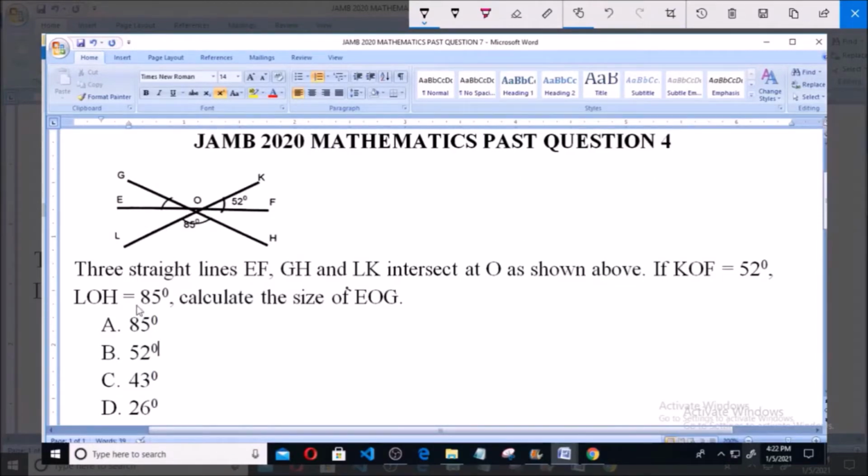Jamb 2020 Mathematics Past Question 4. 3 straight lines EF, GH, LK intersect at point O, like you can see, as shown above. If angle KOF is 52 degrees, as shown, and LOH is 85 degrees, as shown. Now we are asked to calculate the size of EOG, this angle here.